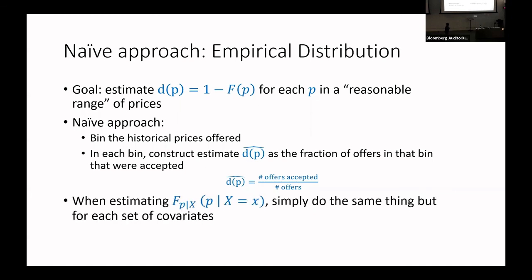Okay, and so when estimating with covariates, just do the same thing, but now do it for every set of covariates separately, right? Or you can bin continuous covariates and just do this estimation exactly for different sets of covariates.